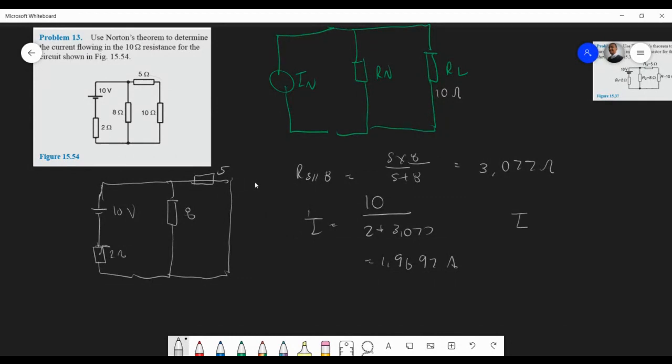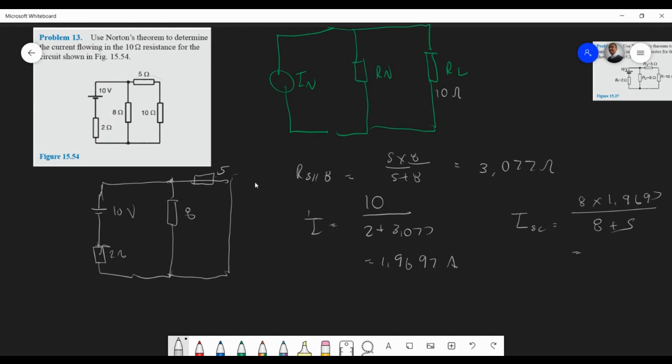Once you have the current, you find the current going through which branch? The 5 ohm. That'll be your short circuit current, because that's what we want. So we say 8 times, because that's in parallel, 1.9697 divided by 8 plus 5. I think John Bird's answer is, what's the answer there? They have 5 amps for the short circuit current. That's why I'm a bit confused.